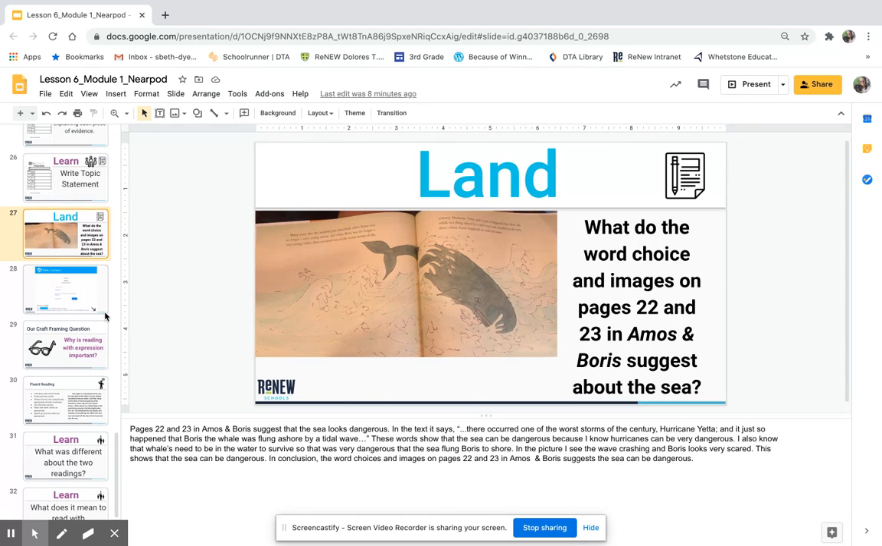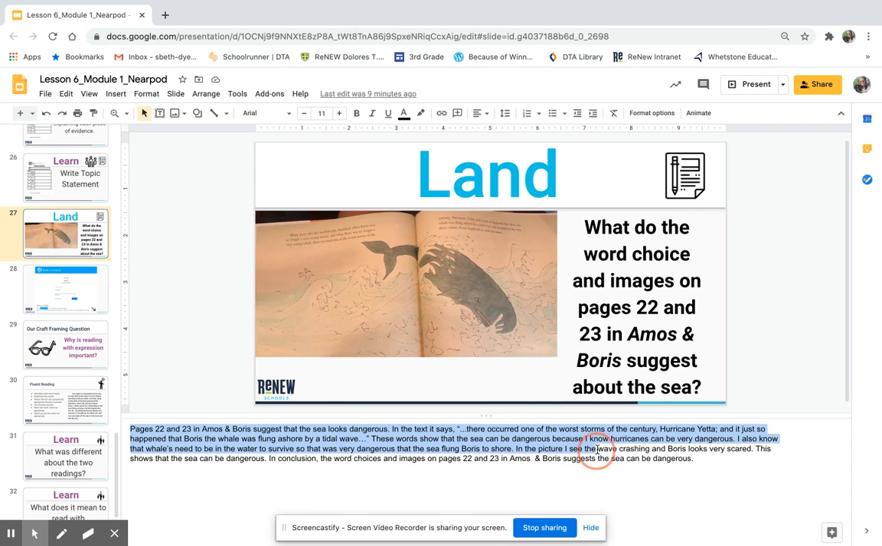I'm going to go ahead and also read you an exemplar response. Page 22 and 23 in Amos and Boris suggest that the sea looks dangerous. In the text, it says, "There occurred one of the worst storms of the century, Hurricane Yetta, and it just so happened that Boris the whale was flung ashore by a tidal wave." These words show that the sea can be dangerous because I know hurricanes can be very dangerous. I also know that whales need to be in water to survive. So that is very dangerous that the sea flung Boris to shore.